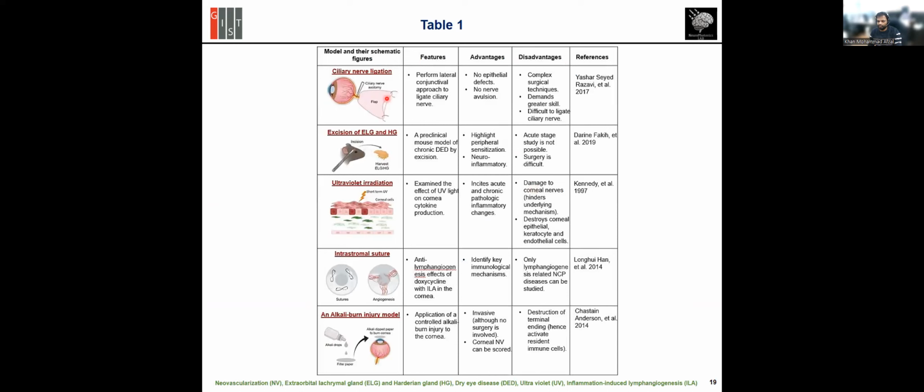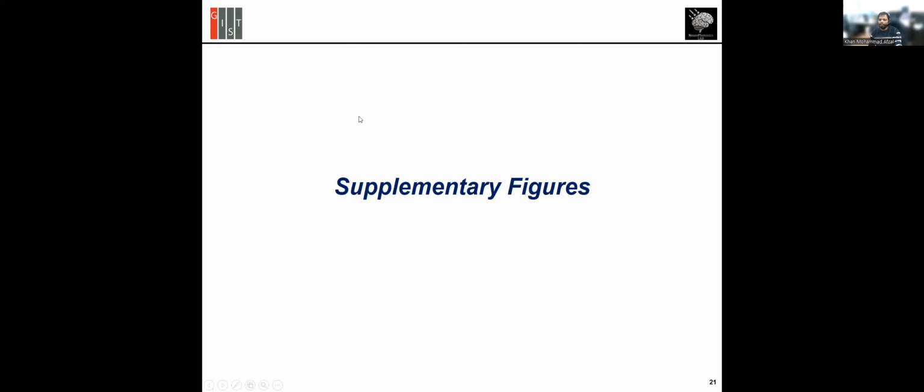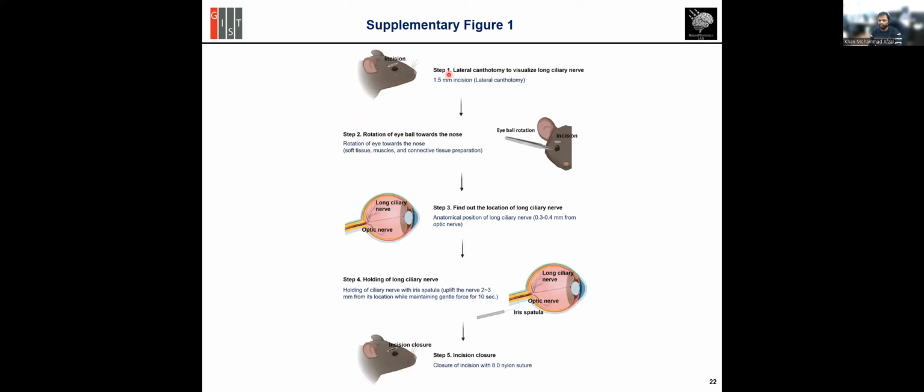And I made this table, which I showed you in the very initial slides, about the advantages and disadvantages of the existing neuropathic pain models. Now the supplementary figures. In supplementary figure 1, I showed the overall steps of the protocol that I followed in making my pull nerve model: the first step, the second step, third, fourth, and fifth.